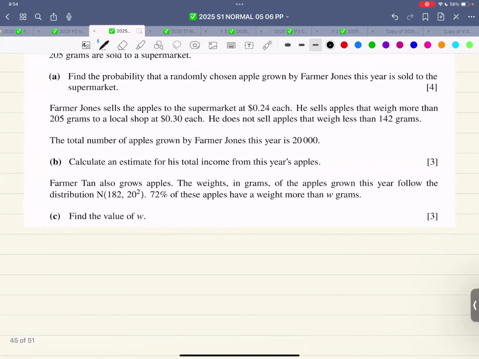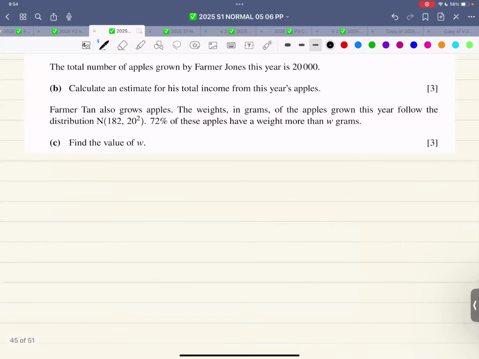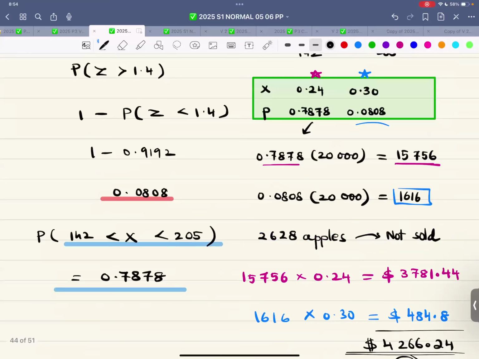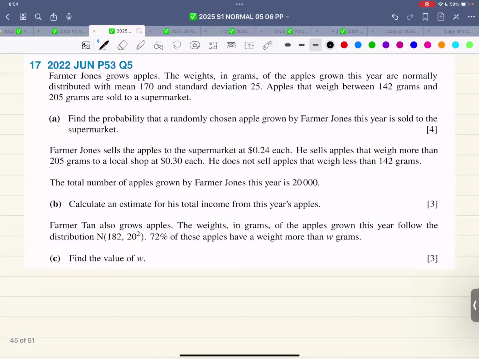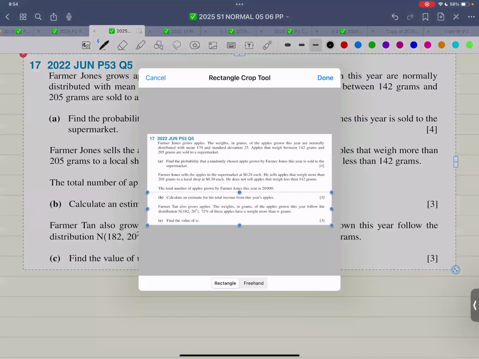Part B, let's double check the answer. So part A was this thing, part B 4266.24. This is exact. So give yourself a star. So that is how this particular question is done. Of course, the last part is left. And let me just crop this thing because I just need the very last part.